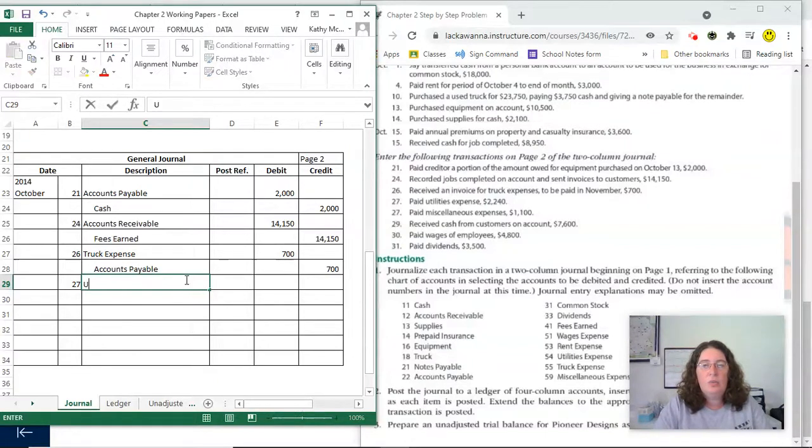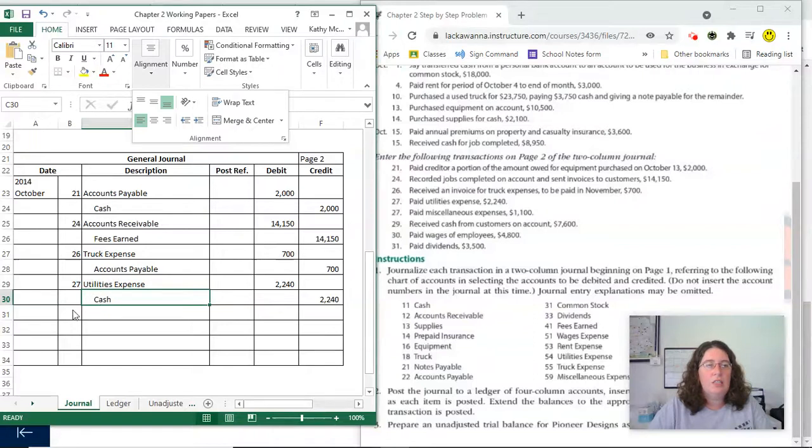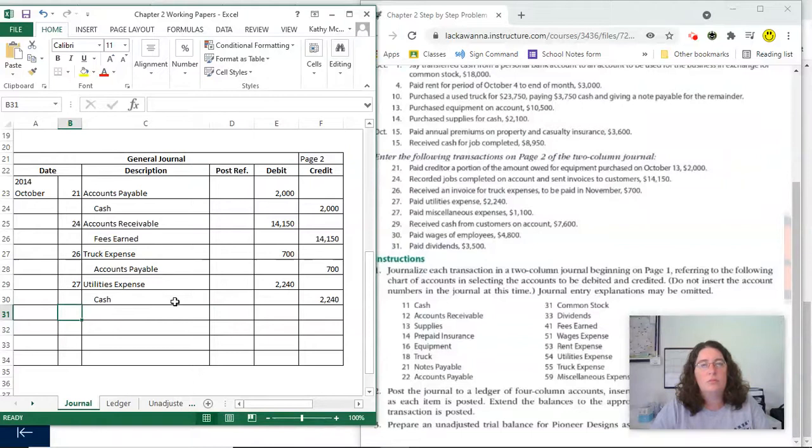On the 27th, we paid utilities expense. Utilities expense is one of the accounts that's listed in our chart of accounts. So utilities expense for $22.40, we paid it, so cash for $22.40. Again, whenever you pay cash, you're going to credit it. Whenever you have an expense, you're going to debit it. Also on the 27th, we paid miscellaneous, oh, I spelled that wrong, miscellaneous expenses for $1,100. We paid them, so cash for $1,100.